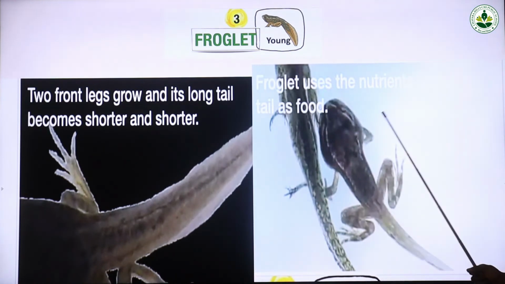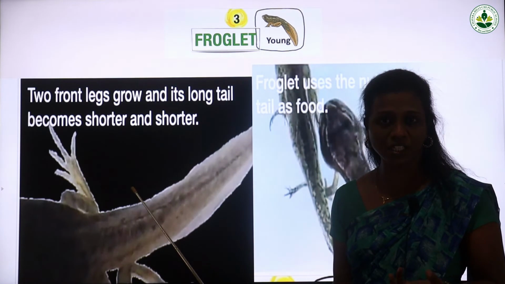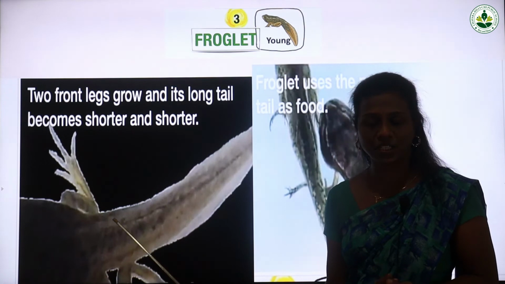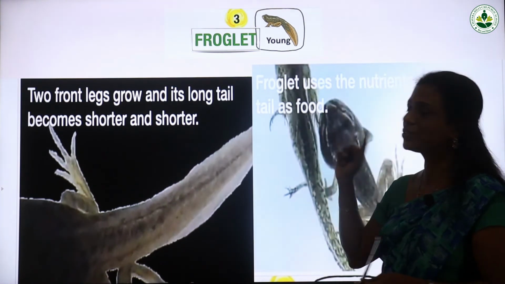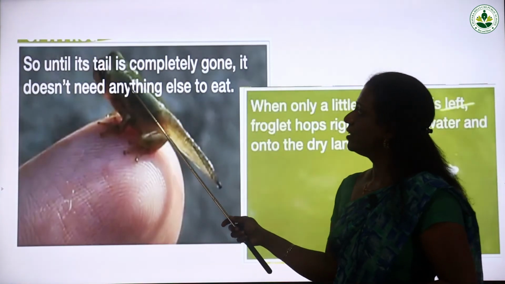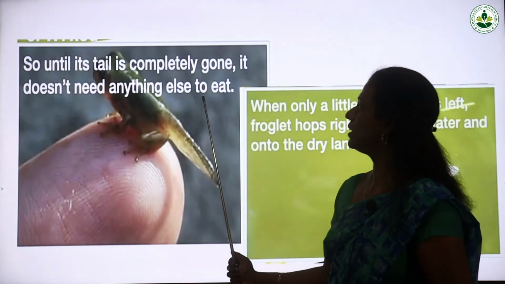So the froglet uses the nutrients present in the tail as food. So in the tail, some nutrients are present. When the tadpole is growing, at that time, the tadpole uses these nutrients for growth. So this is the third stage. Next stage, until its tail is completely gone, it doesn't need anything else to eat.